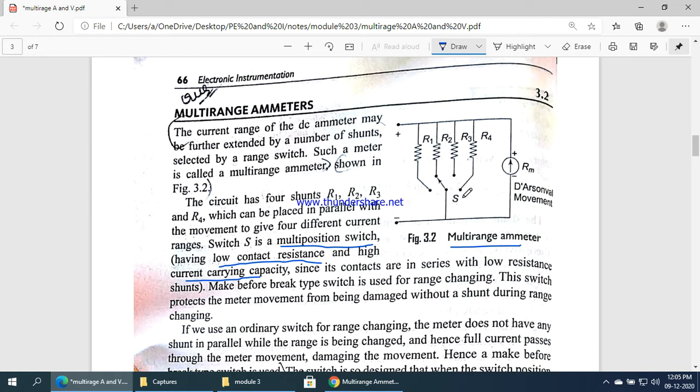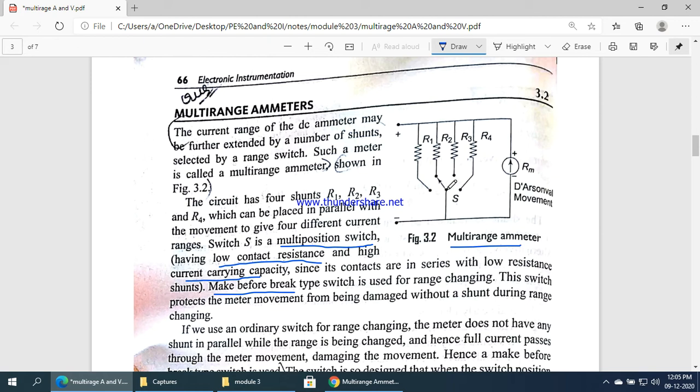So this switch is there, no? So it works on the principle, that is make before break type of switch. So make before break type of switch is nothing but a switch which is going to make, if this position, now it is at a switch that is R2 position.